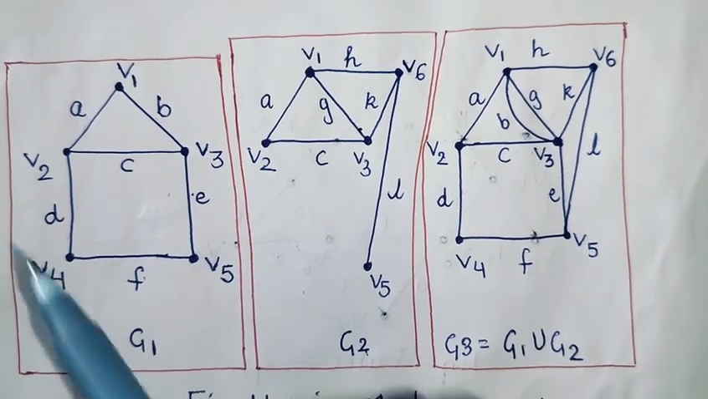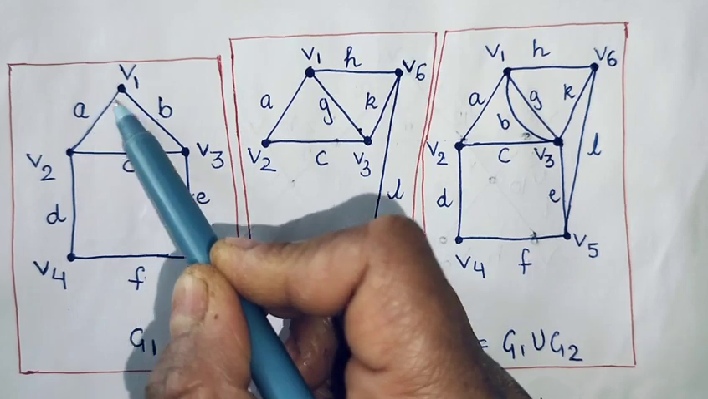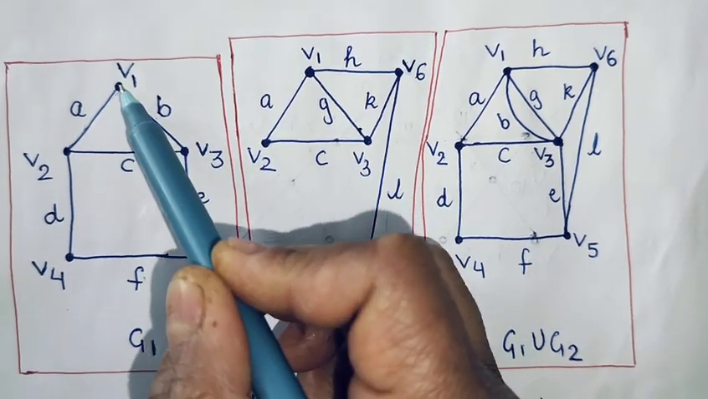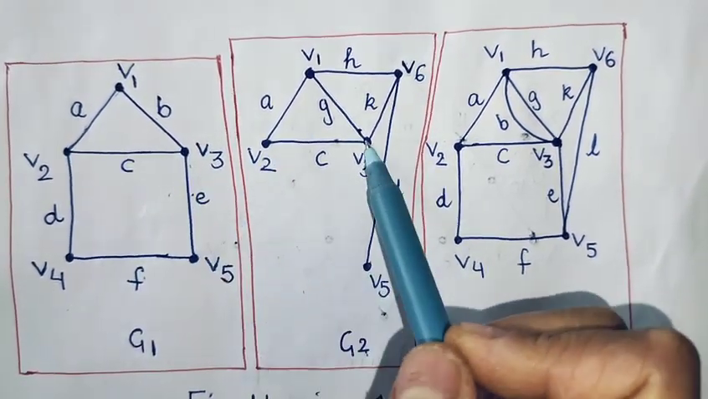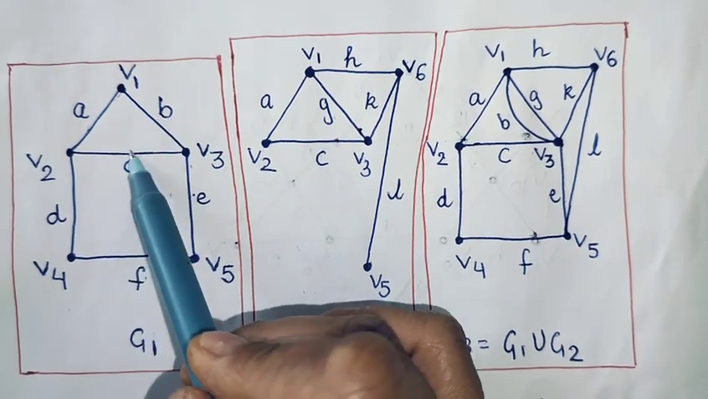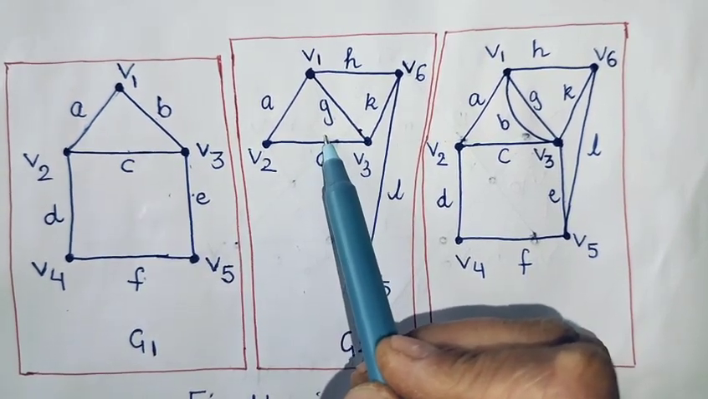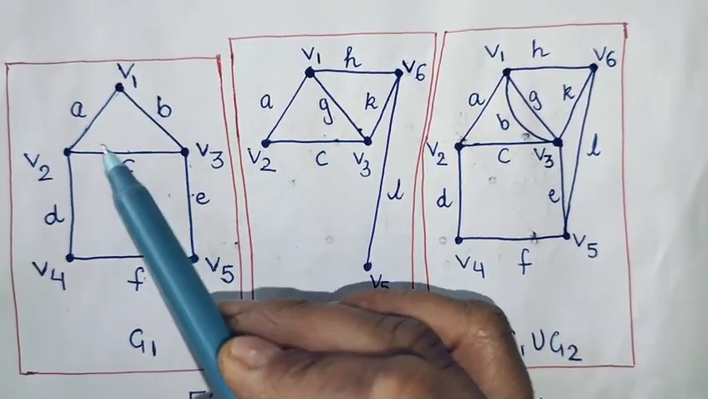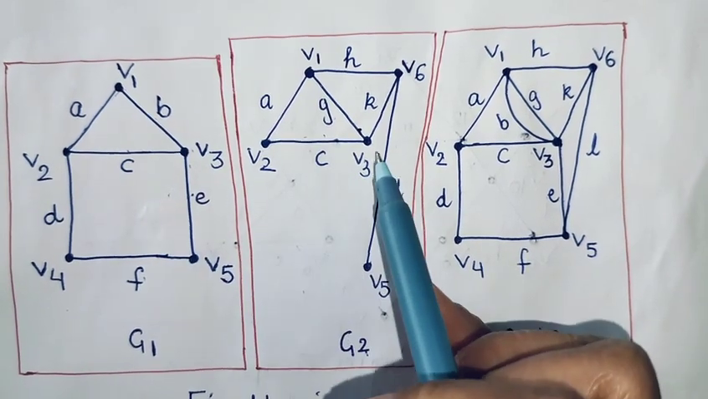So here you can see there are common edges and vertices between these two graphs. Vertices V1, V2, V3 are common between these two graphs, and edges A and C are common between these graphs. So we will write vertices V1, V2, V3 and edges A and C only once.